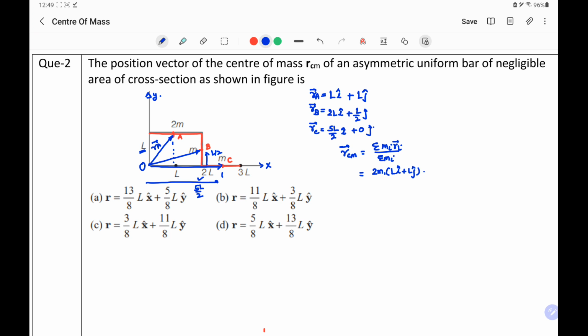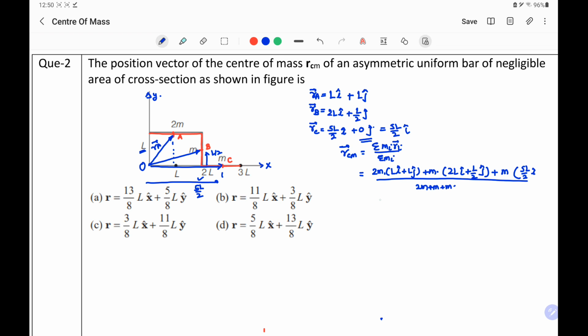Then another mass is m, so plus m. Its position vector is 2L i plus L by 2 j. And the third also has mass m, and its position vector is 5L by 2 i, because the j component is 0. This is all divided by the sum of the masses, which is 2m plus m plus m.